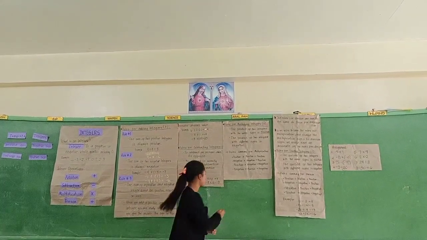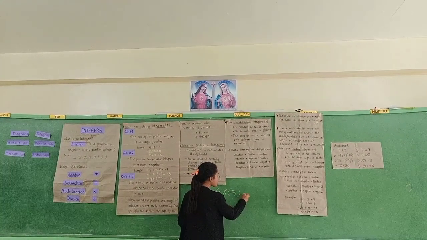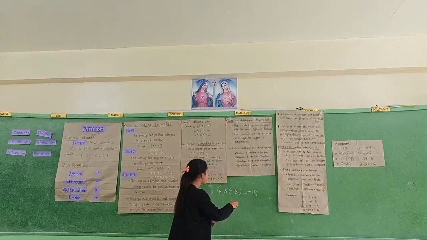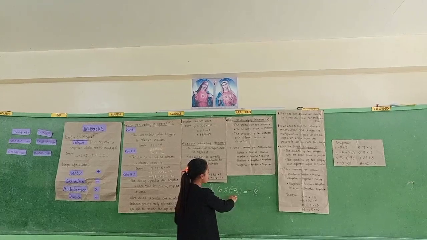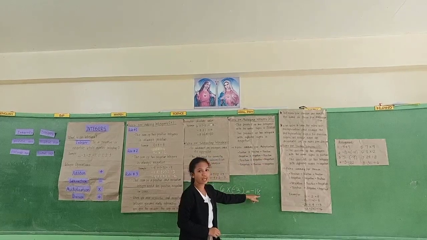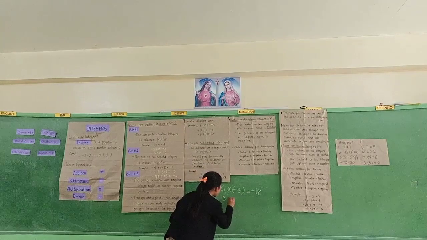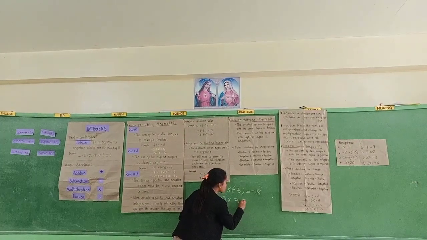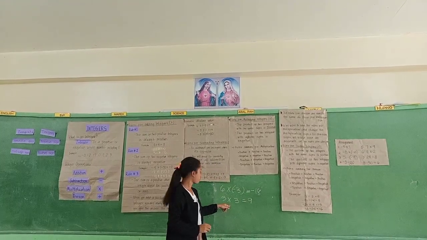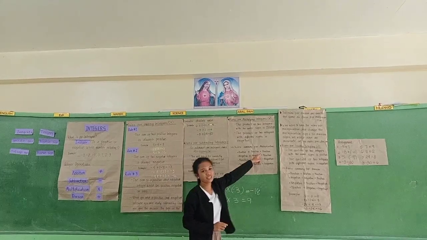Example number 1. 6 times negative 3 is equal to negative 18. Since we have positive and negative, the answer should be negative. So this is negative 18. Second example is 3 times positive 3 is equal to positive 9. Having the same signs, this should be positive.